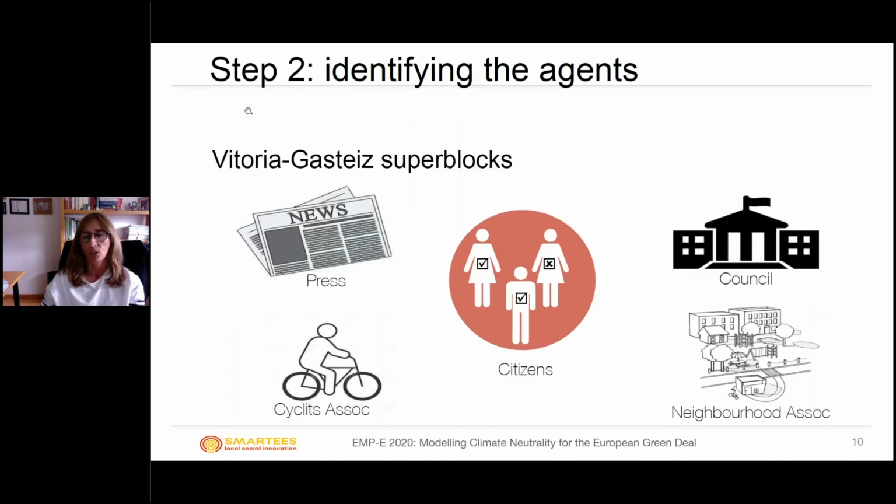In the case of the superblocks of Vitoria, we definitely identify the citizens as main actors. But since we want to know their point of view or position about the superblocks, we need to model some other actors that influence that position. For this reason, we have also included the city council, the press, and some relevant associations that play a role in Vitoria, such as neighborhood associations and an association of cyclists.